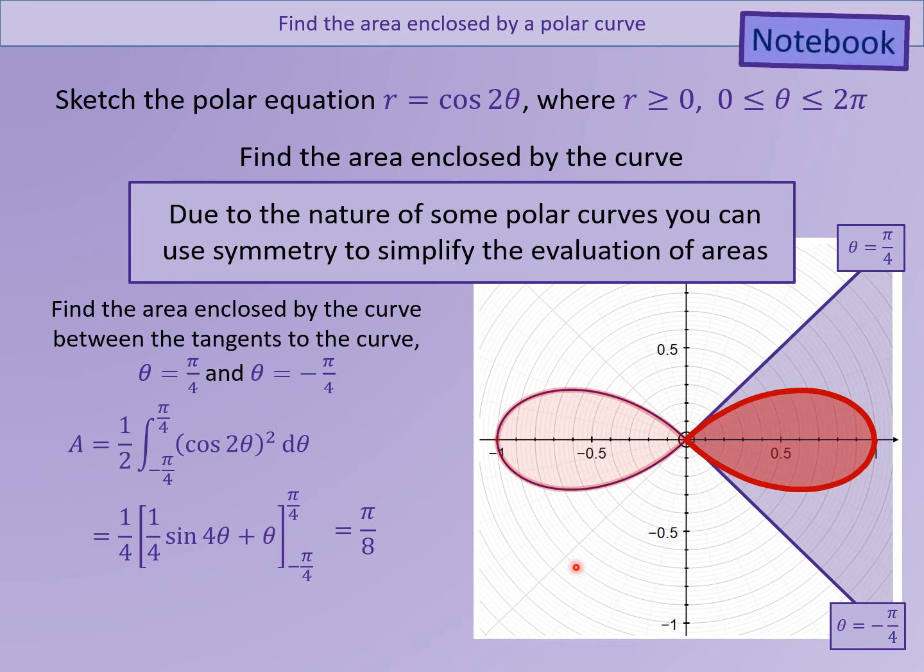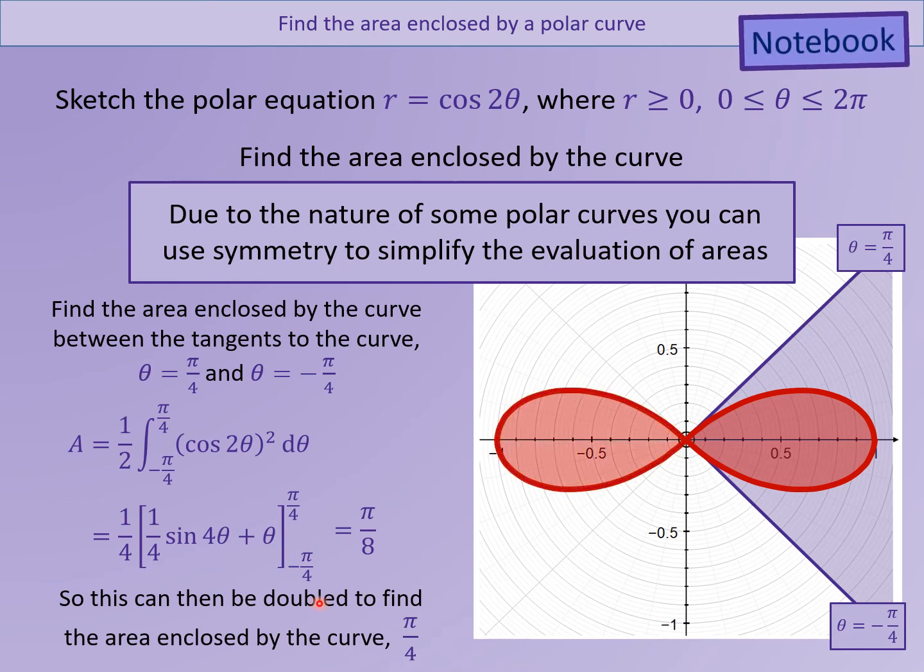What do I do now? I say, well, I don't want just one of the petals, although you might have been asked that one petal. I want 2 of them, so therefore I can double it to get the area that is required. In this case, pi over 4. So be very careful when you're working out the area of polar equations. It's always a good idea to work out the single petals when you have these types of polar graphs.